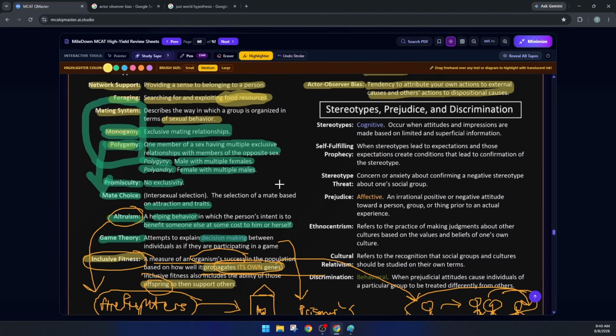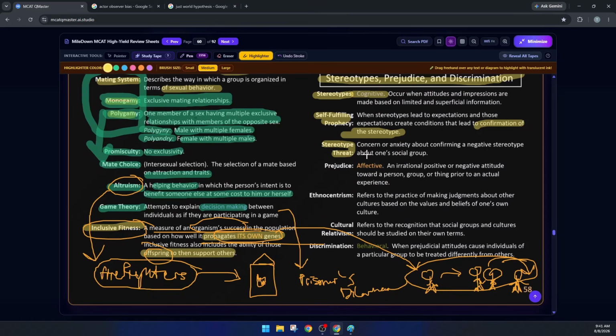All right, now we're going to go on to stereotypes, prejudice, and discrimination. Stereotypes are all cognitive, just our thinking, and occur when attitudes and impressions are made based on a limited amount of superficial information, and we form basically judgments of other people. Self-fulfilling prophecy is when stereotypes lead to expectations, and those expectations create conditions that lead to confirmation of that stereotype. Stereotype threat is concern or anxiety about confirming a negative stereotype about one's social group.